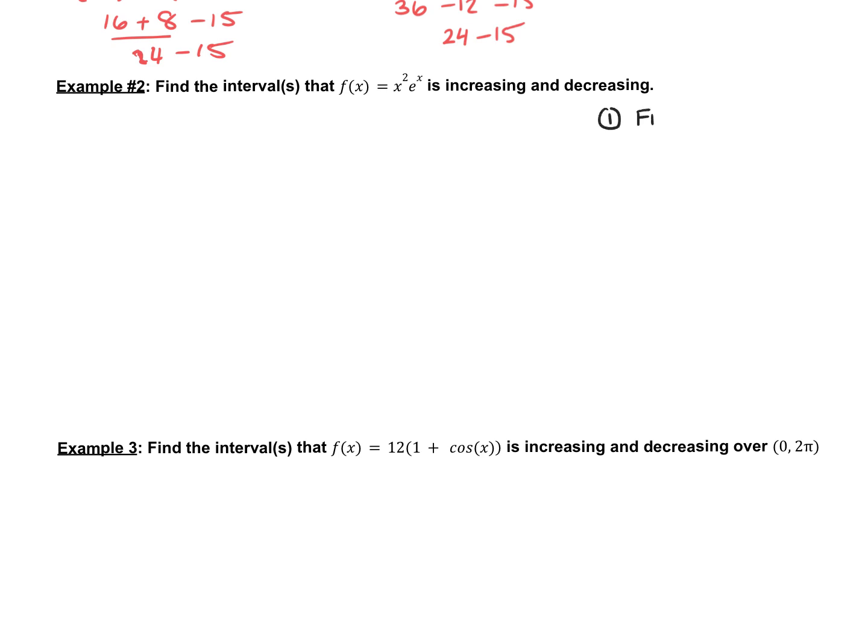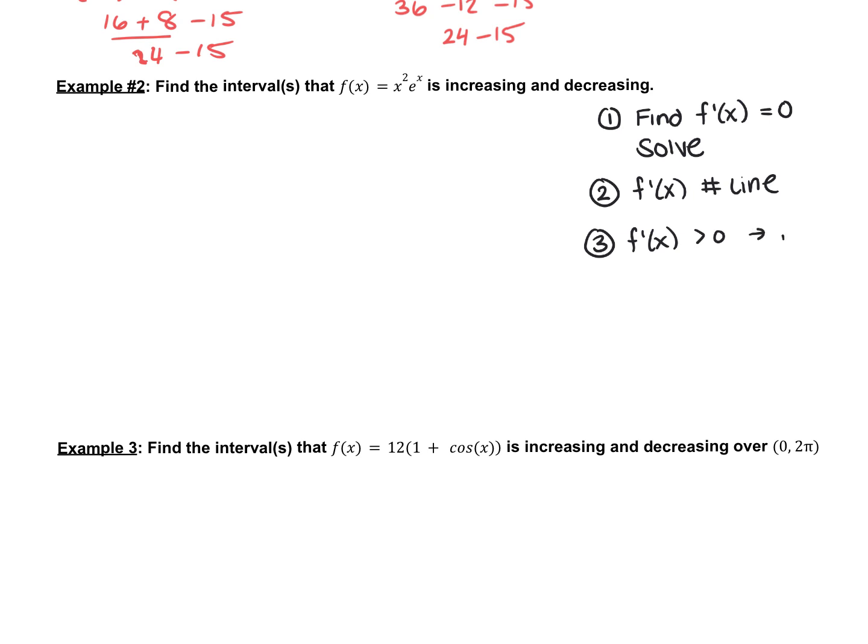Step 1, find f prime of x and set it equal to 0 and solve. Once you solve, you need to make an f prime of x number line. And step 3, if f prime of x is positive or greater than 0, that means f of x is increasing. And if f prime of x is less than 0 or negative, that means f of x is decreasing. So those are the rules and the steps that we need.